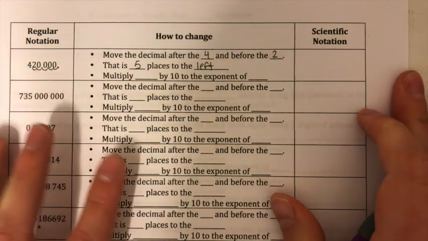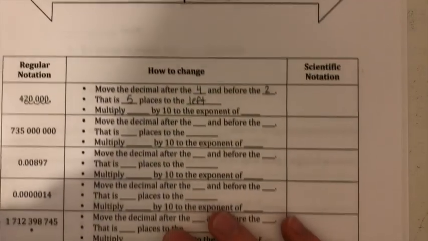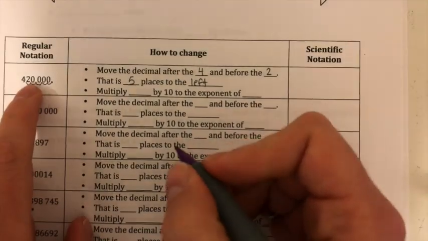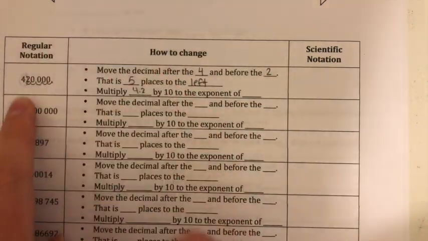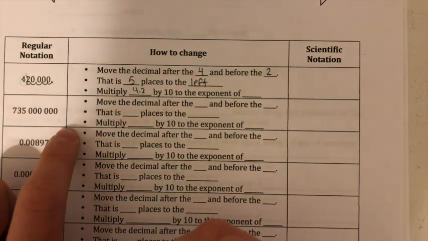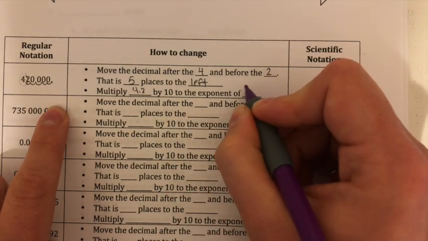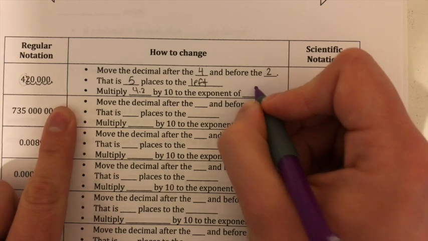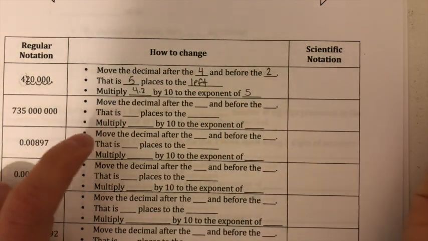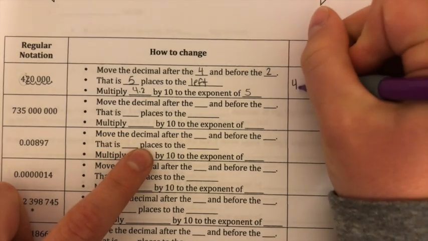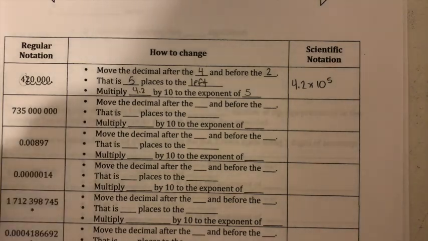Remember, we said that if we're moving it to the left, the exponent will be positive. So we're going to multiply 4.2, because that's now what we have. We have 4.20000, and the zeros don't matter anymore. By 10 to the exponent of, because we went to the left, it's going to be positive, and because we went 5 places, it's going to be 10 to the exponent of 5. So we would write this as 4.2 times 10 to the exponent of 5.